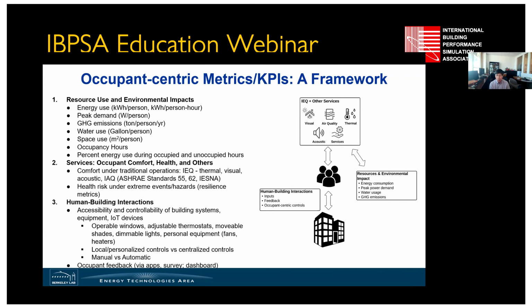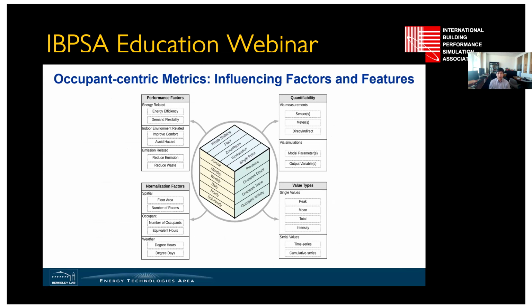I think that's very important to engage occupants in a more proactive way, so that they know their behavior will influence the building's performance. That's very important to close the loop when you talk about occupant feedback. So when we look at the key influencing factors or features of the occupant-centric metric, this just illustrates that the metric would obviously relate to spatial and temporal dimensions of the performance we are talking about.